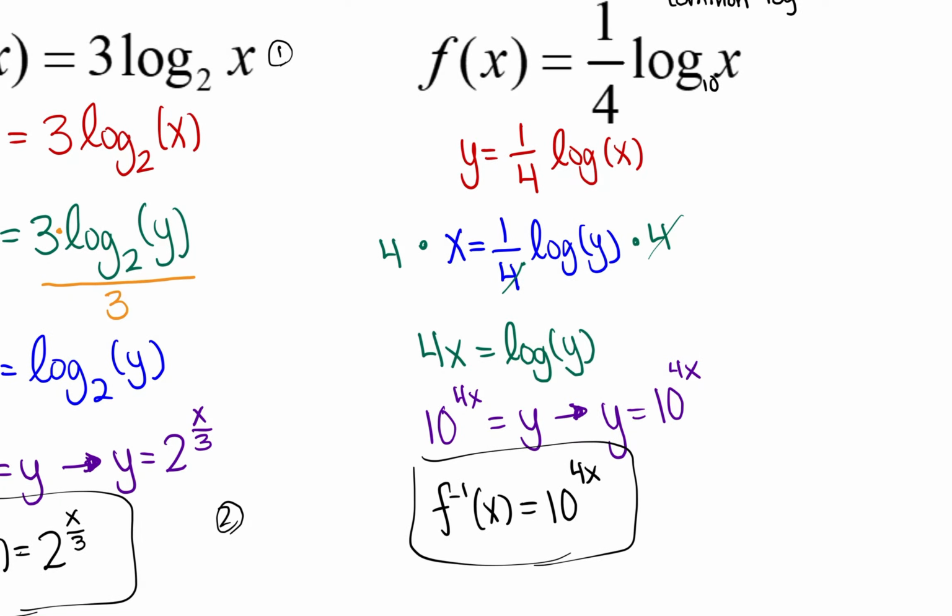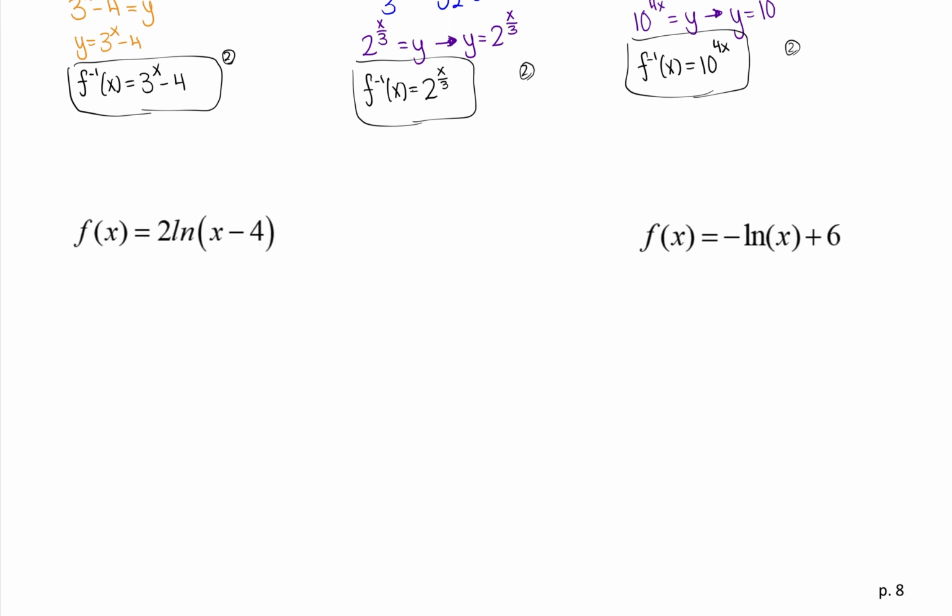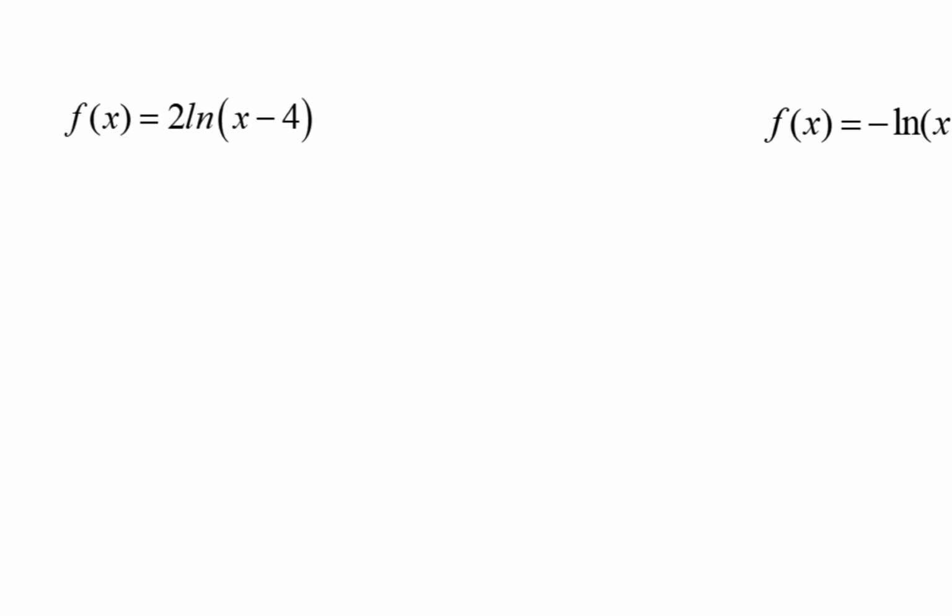Keep in mind that you can verify that this is correct by simply typing in the original function, the inverse function, and y equals x into Desmos. And if you see that the graphs are symmetrical across y equals x, then most likely you did it correctly. Let's go ahead and move on to some natural logs, okay?